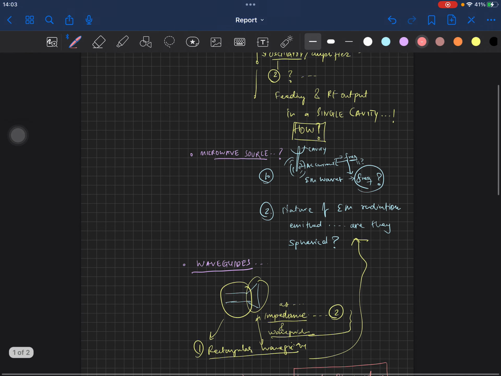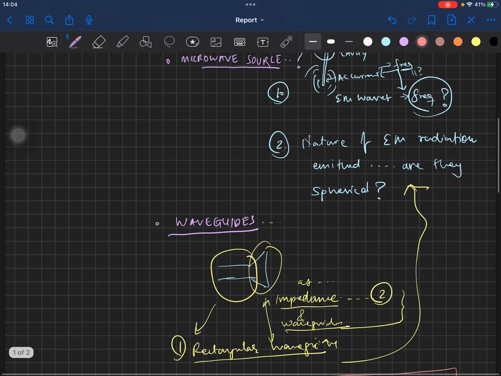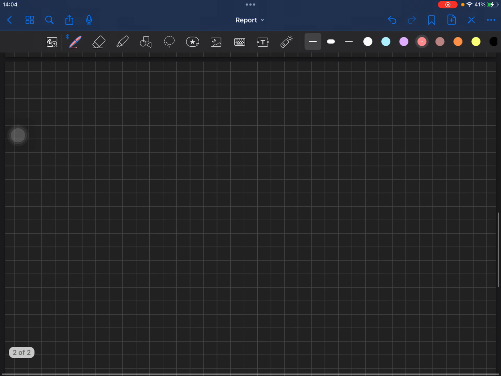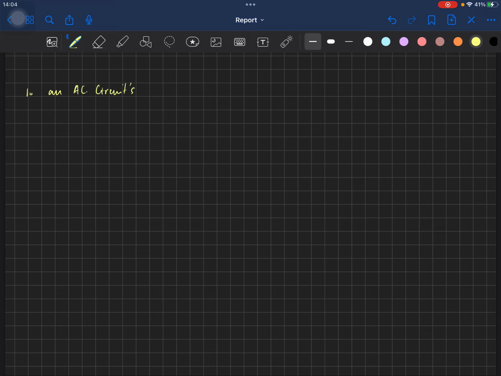Okay, I'll start doing the microwave source. Interesting. So what is the problem? The question is that you have an AC circuit, and EM radiation due to the AC circuit.